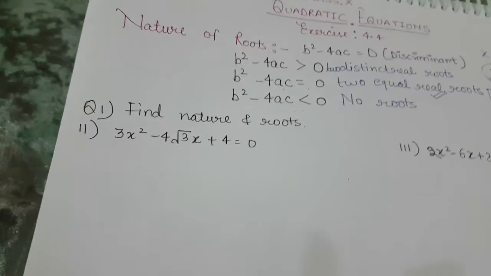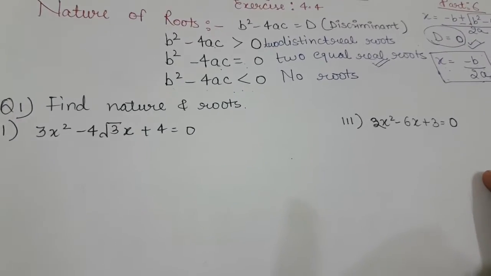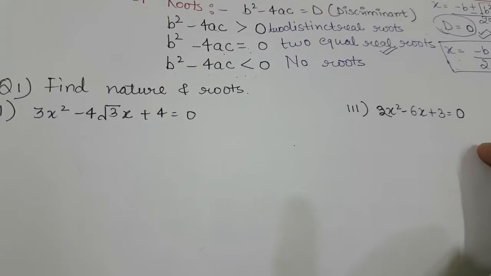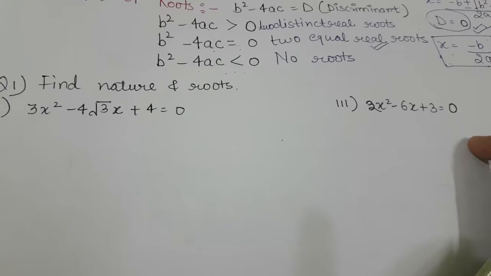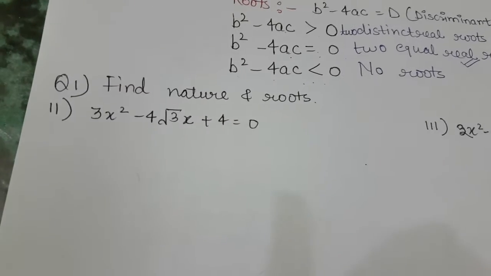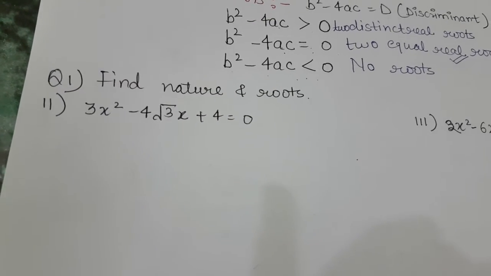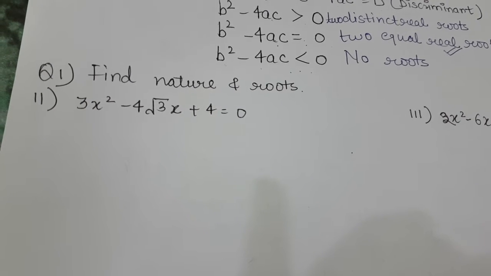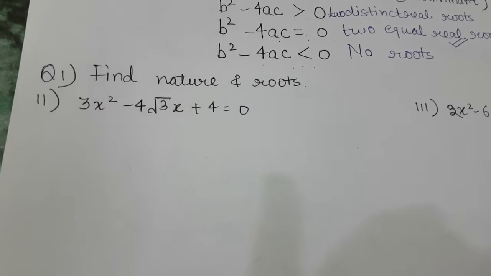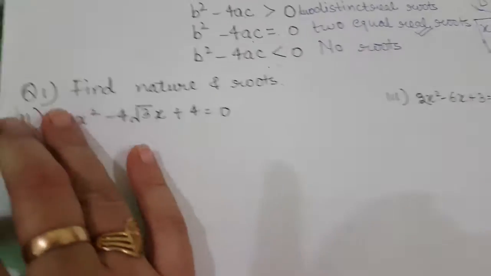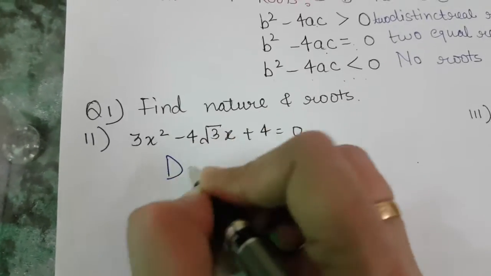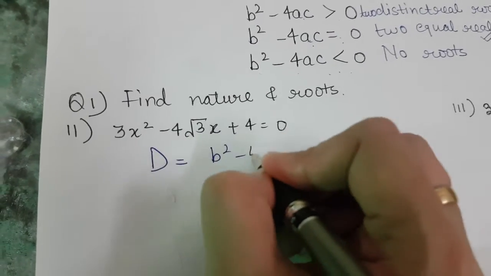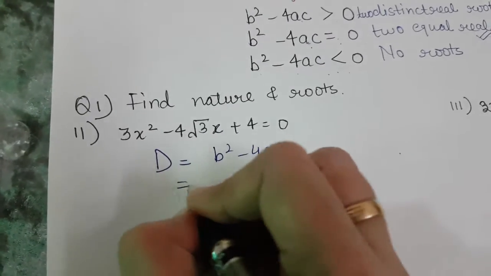Fine. So let's start question number 1 of this exercise. It has 3 parts. I have written 2, the second and third. The second part starts here. They are asking to find the nature of roots, and then find the roots if they exist. So first find the value of D to find the nature of roots. The D formula is b square minus 4ac.